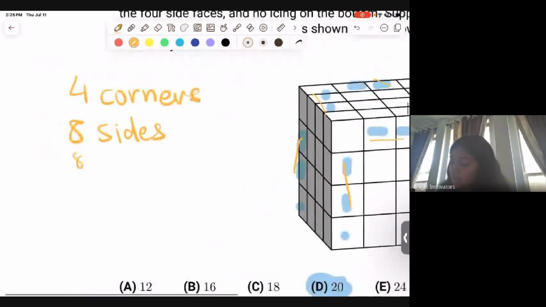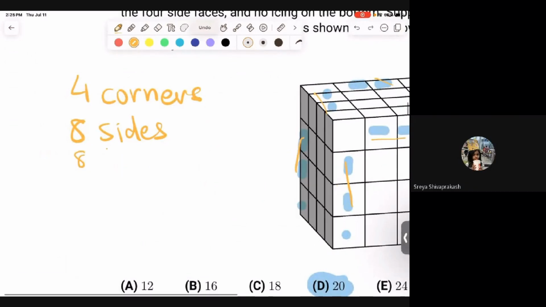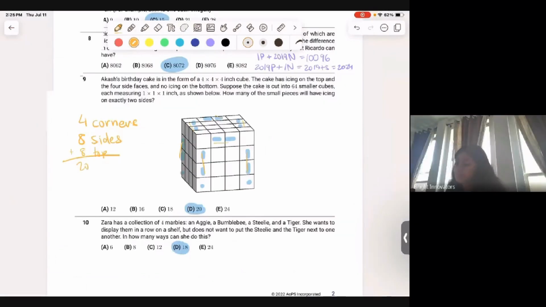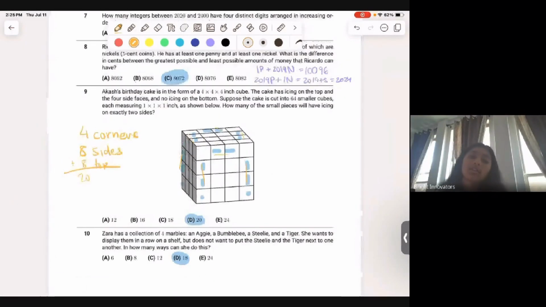And there's 8 on the top. Yeah, and then when you add that all up, you get 20. So yeah, 20. That's right. Okay.